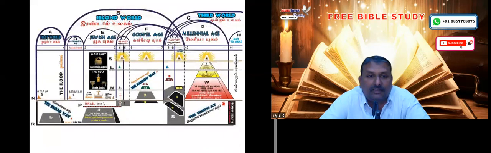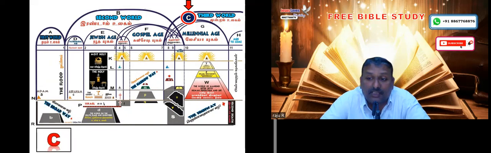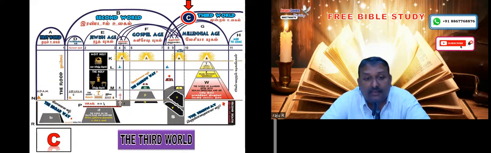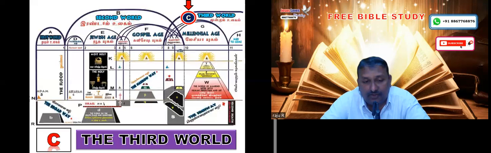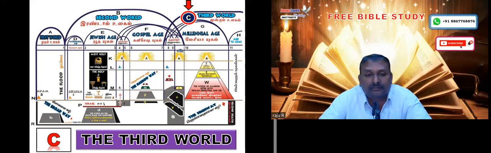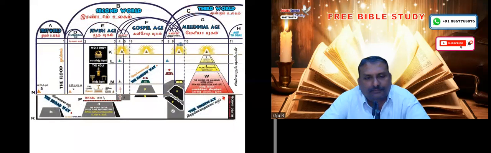After that, in the divine plan, this is capital C. What does capital C represent? Capital C represents the third world. That begins with the second coming of our Lord Jesus Christ till the 1,000-year reign of Christ. That is called the third world. We have studied these three worlds in detail in the basic classes. Now we will see the internal bifurcation inside the second world.